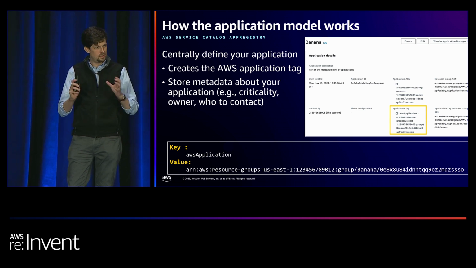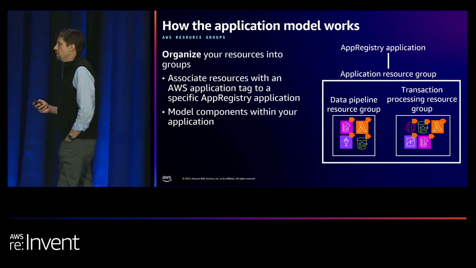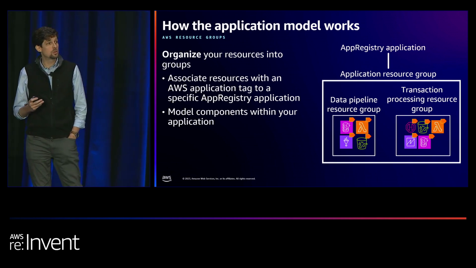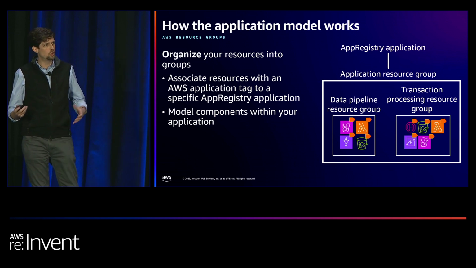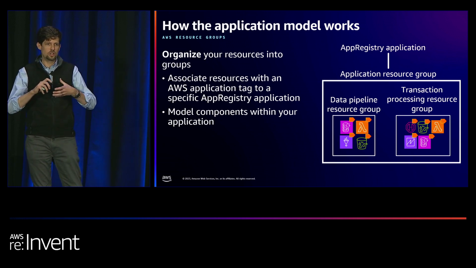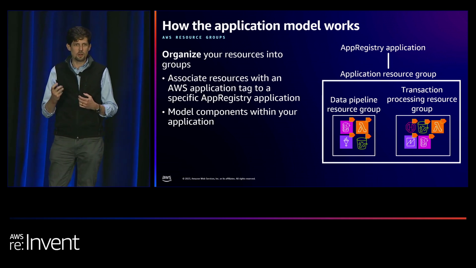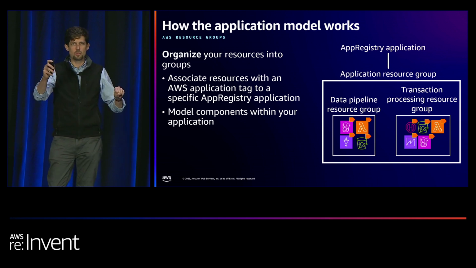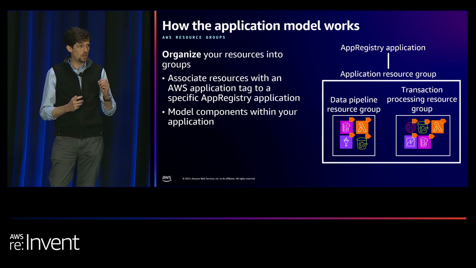But that's it. Under the hood, though, App Registry is actually relying on another service called Resource Groups, which is a service that's been around for a while. It allows you to create a group of resources that are associated to that group based on the tags on those resources. In this case, this is a special type of resource group that is using that application tag to associate a specific resource to that application.